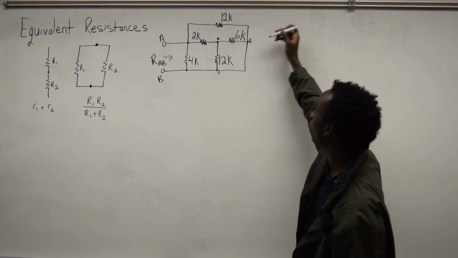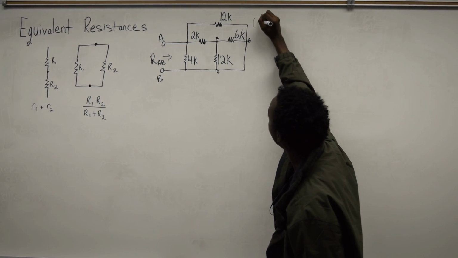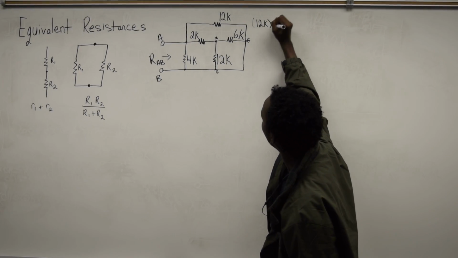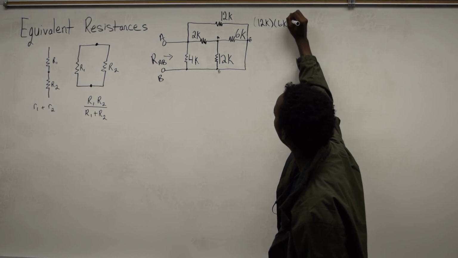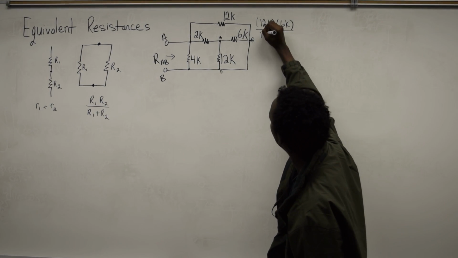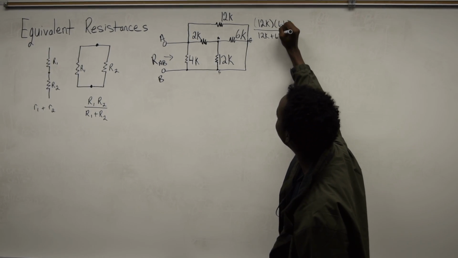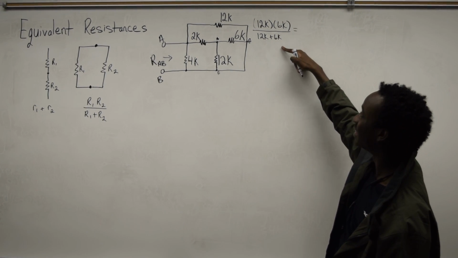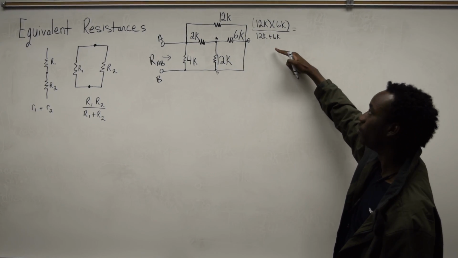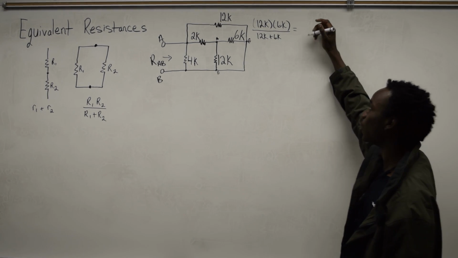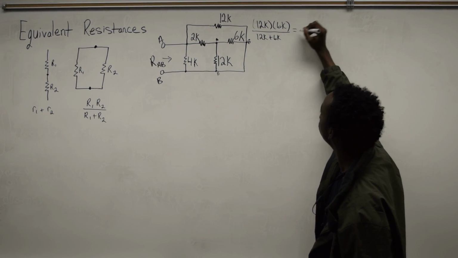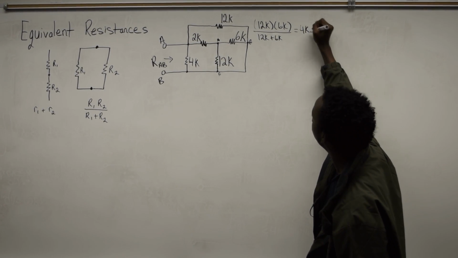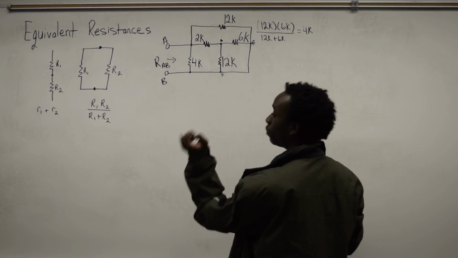So with that equation, we can do 12K times 6K over 12K plus 6K. This is equal to 72 over 12 plus 6 is 18. 72 divided by 18 is 4. 4K. So I'm going to redraw that.